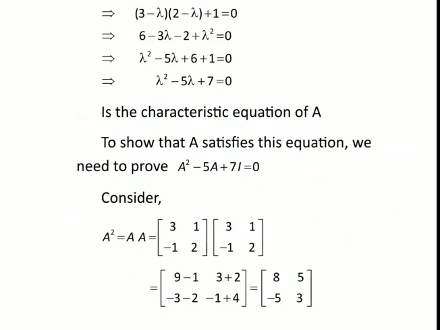To show that A satisfies this equation, we need to prove A square minus 5A plus 7I is equals to 0. For this, let us consider A square is equals to A into A. You know how to find A into A. After multiplying these two matrices, you will get 8, 5, minus 5, 3.